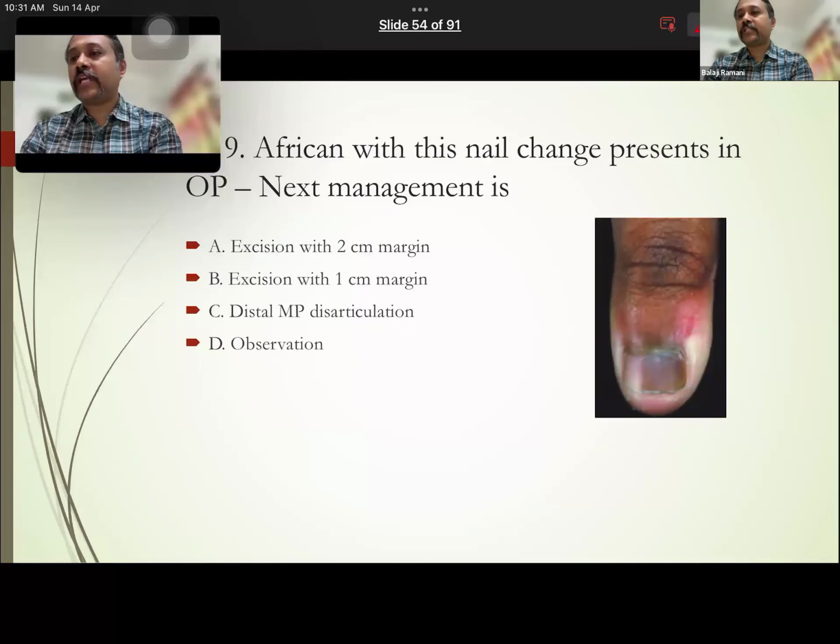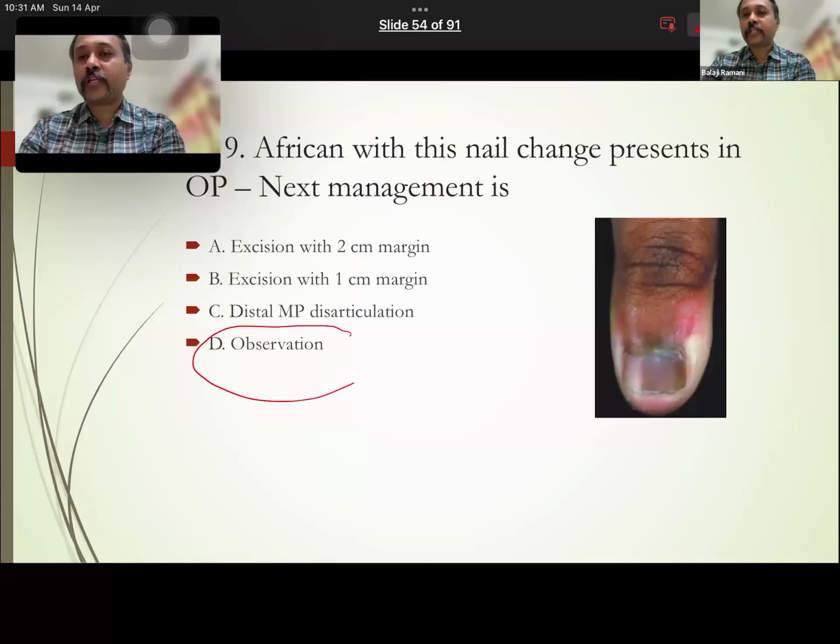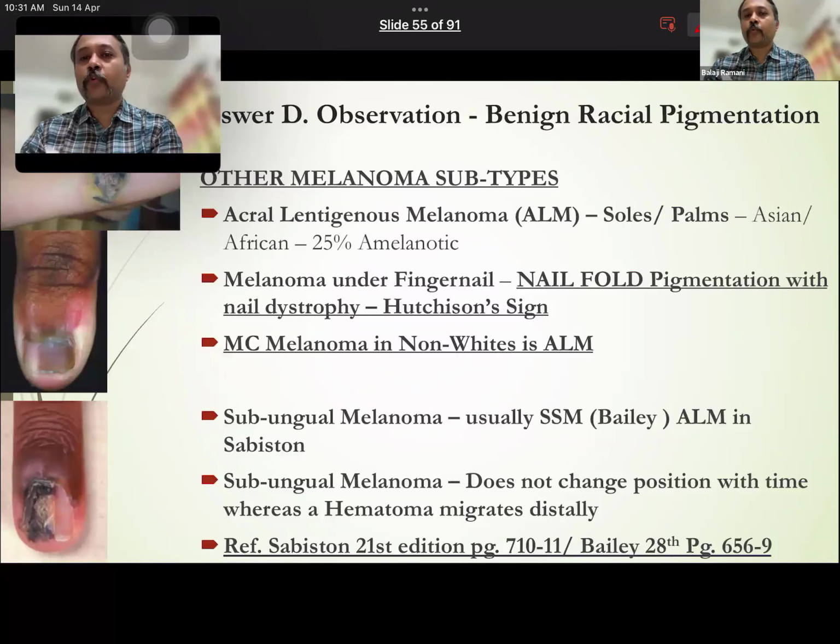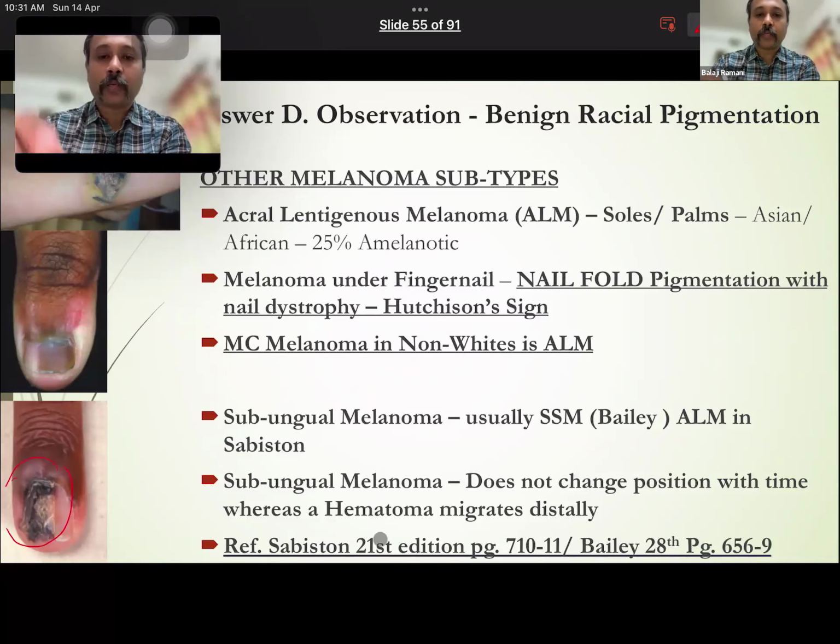Now, what is this change which is present here? This was a tactically placed question. If you look at the notes, you'll understand that this is just an observation that we need to do. This is a benign racial pigmentation. What we have here is a benign racial pigmentation. We can see the difference between the two. You can see that the nail fold is completely normal here. On the other hand, you can see the tumor which is extending onto the nail fold in patchy areas here.